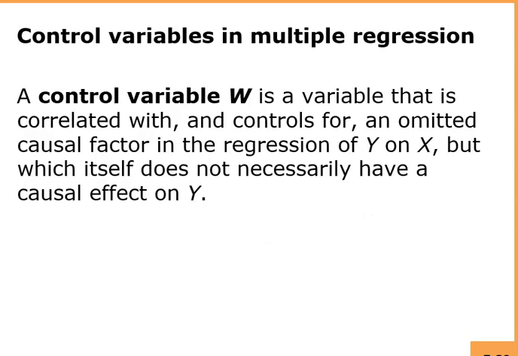So what does that really mean? A control variable W is a variable that is correlated with, and controls for, an omitted causal factor in the regression of Y on X, but which itself does not necessarily have a causal effect on Y. So does not necessarily, meaning it can have a causal effect on Y, but the important thing is that it is also correlated with an error term.